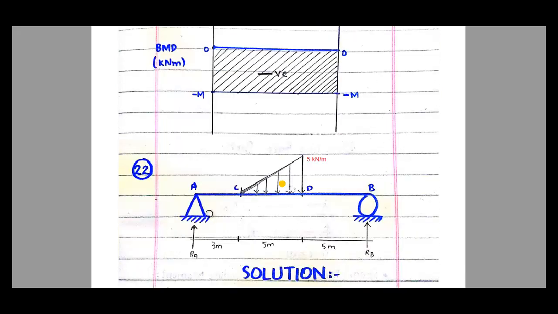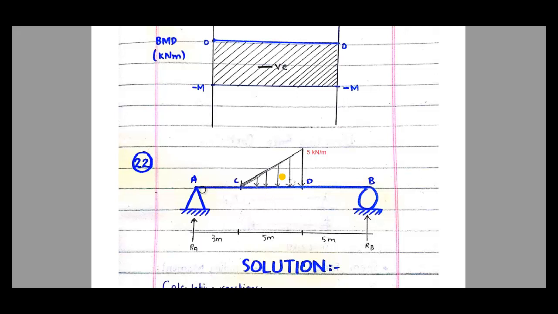Then problem number 22. In this problem we have a simply supported beam, and in the middle portion it is subjected to a VDL. The magnitude of the VDL is 5 kilonewton per meter, and the centroid of the VDL will be somewhere over here. It will be at a distance of 2 into 5 by 3 from point C, and at 5 by 3 from point D. This is something that we know from basic geometry. And again, we will first calculate the reactions, and we will divide the beam into portions AC, CD and DB.